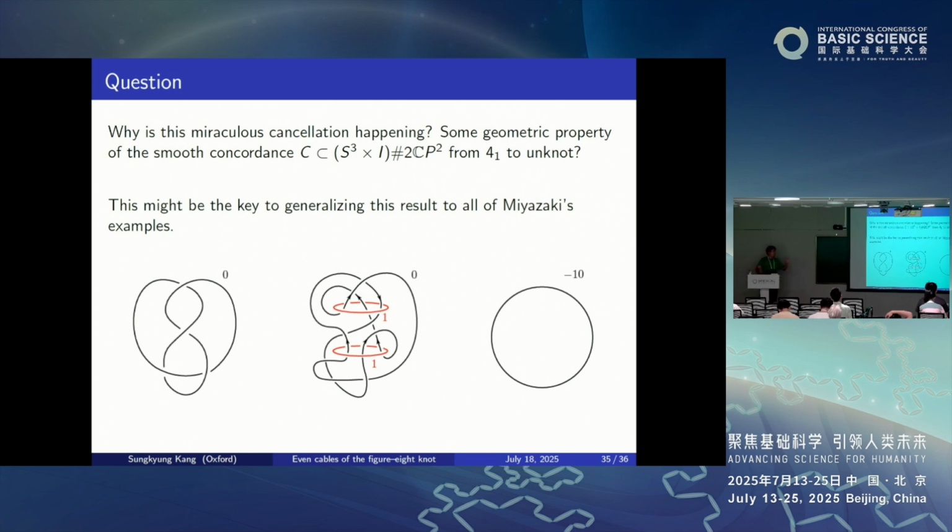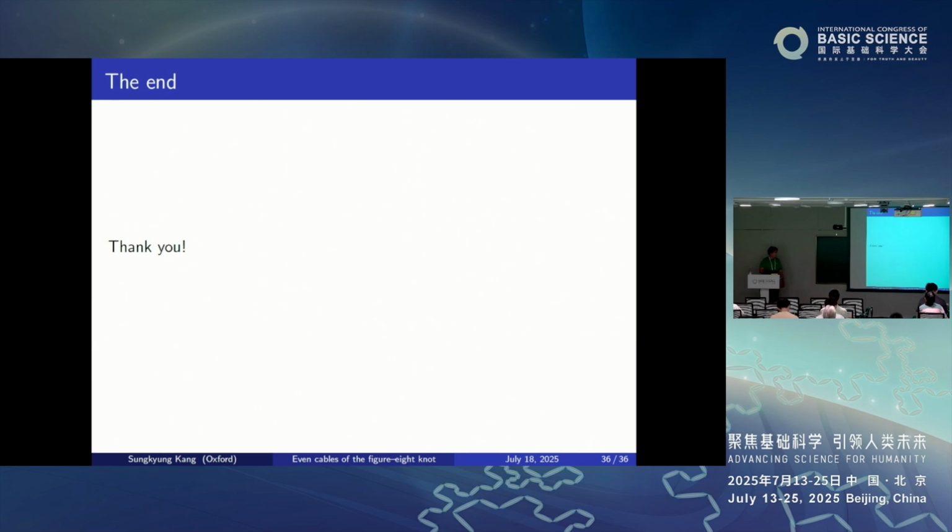It would be nice to have an algebraic general criterion for when the same argument happens, and it turns out that Miyazaki's knot, this figure 8 knot, is basically the only one to which this argument applies. But if you really understand why this is happening, we might be able to generalize this to other knots as well. Okay, and that's all. Thank you very much.